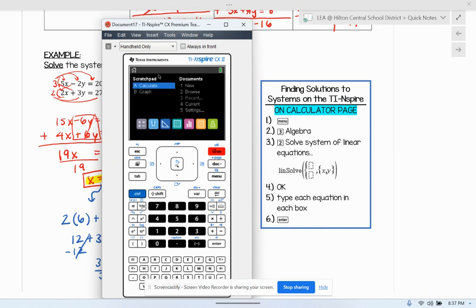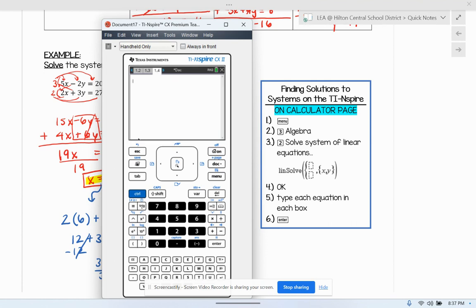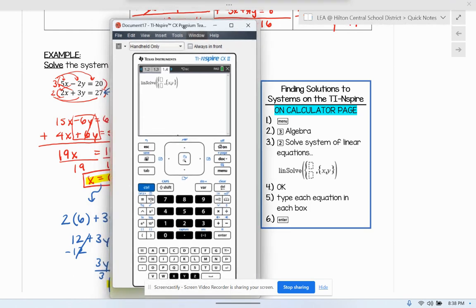I am going to show you how to find the solutions to systems on the TI Inspire. So get out your calculator, open up a new calculator page, and follow along. Look at the steps that are listed here. You can follow these. Menu, 3 for algebra, 2 for solve systems of linear equations. The number of equations and the XY variables should already be in there for you. Just hit OK. You don't need to really touch anything there. Now you type in each equation.